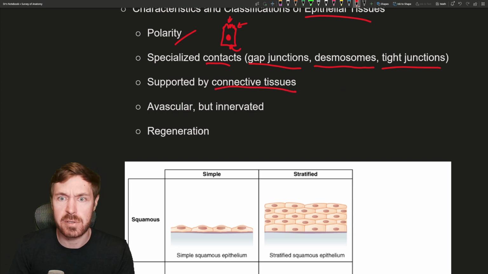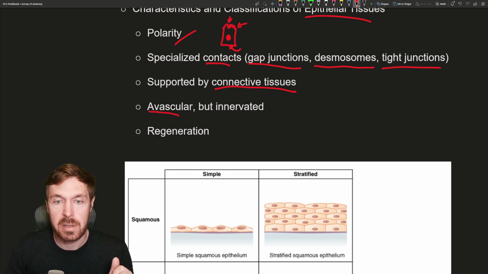And also all of these are supported by a connective tissue layer underneath, called the basement membrane. We'll go over these connective tissues more in the connective tissues video, but all epithelial tissue has a connective tissue layer right underneath. And they are avascular but innervated.